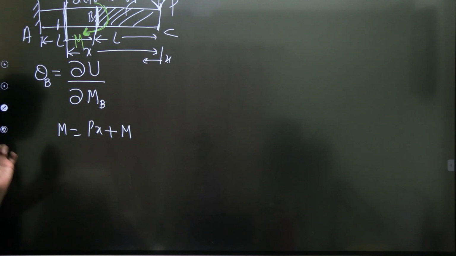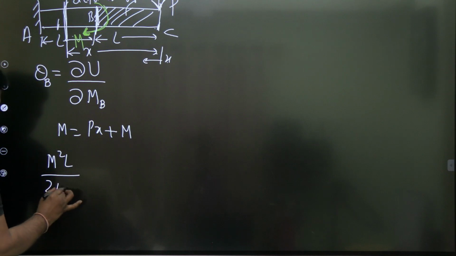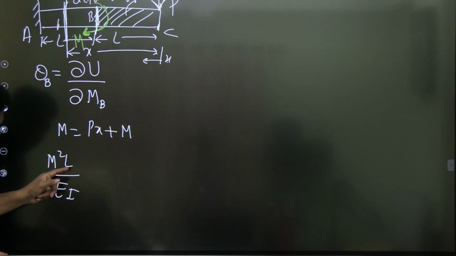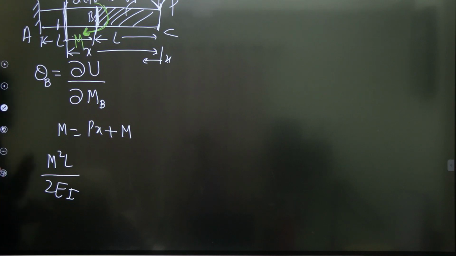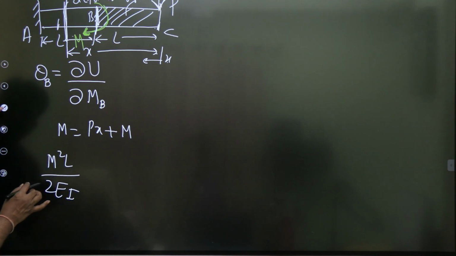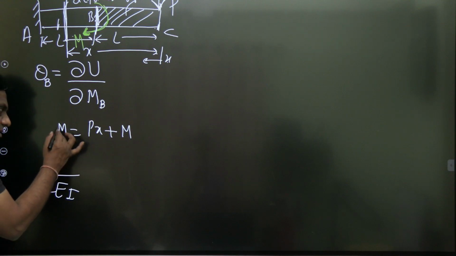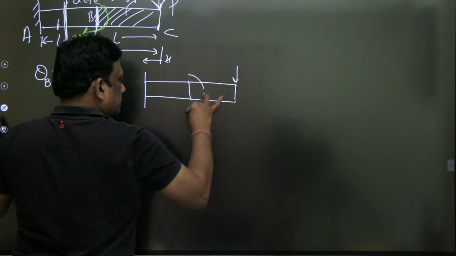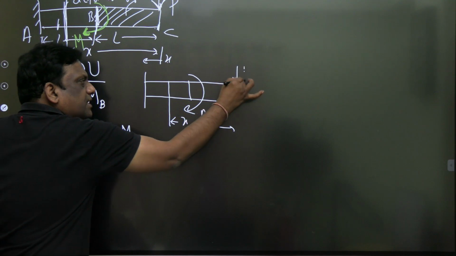I have taught you very clearly that the strain energy due to bending is M square L by 2 EI. So in a complete length L, if the bending moment is M, I multiply M square throughout the length. But unfortunately, the bending moment is not constant. It is varying with X. So that's why, dear students, as the bending moment is varying with X, we have calculated it here.